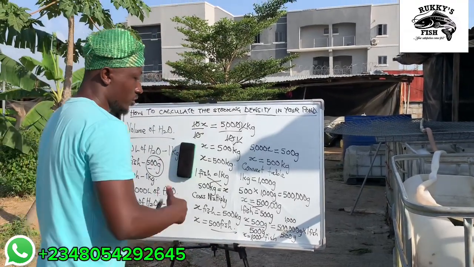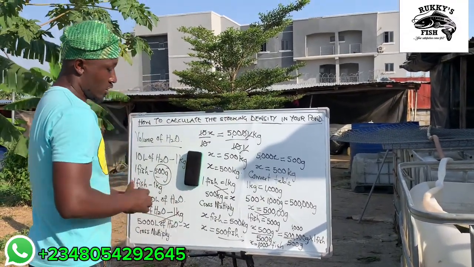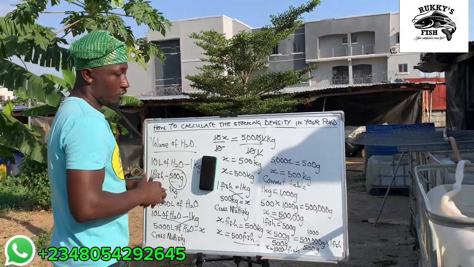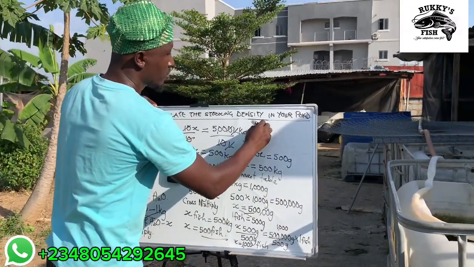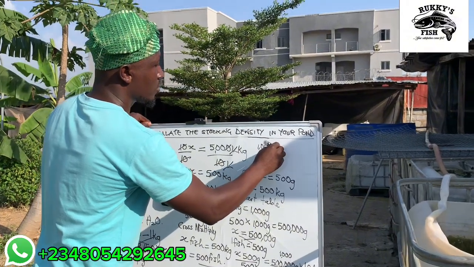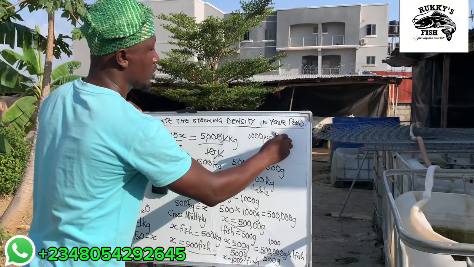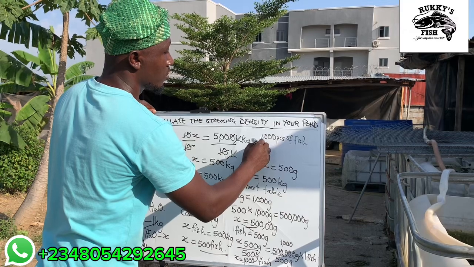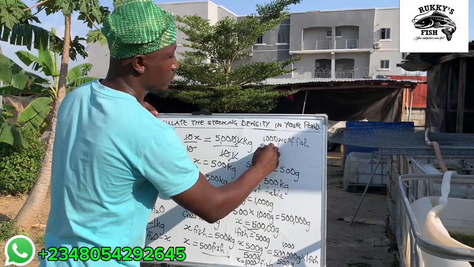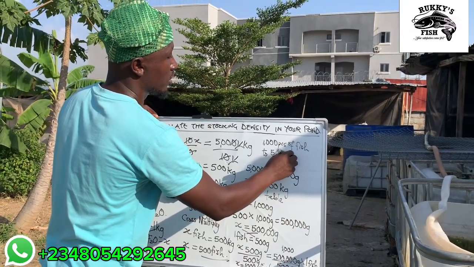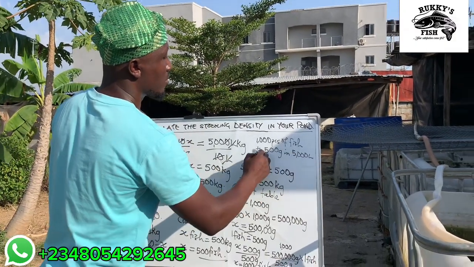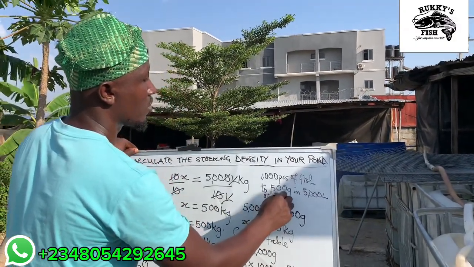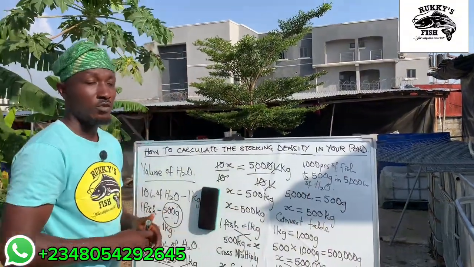So at this point, we can say it will be very, very possible for us to raise 1,000 pieces of fish to 500 grams in 5,000 liters of water.